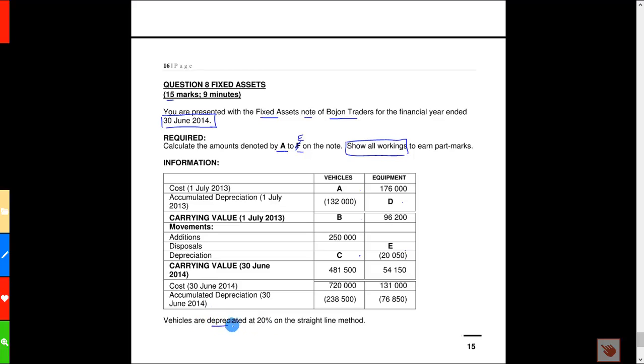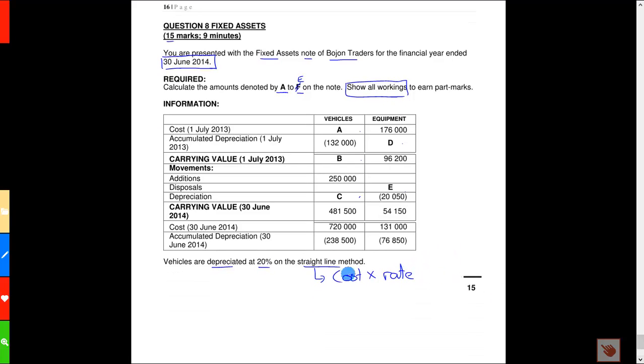Vehicles are depreciated at 20% on the straight line method. Again, straight line method means cost multiplied by the rate, or if they give you a useful life, it means cost divided by the useful life. Alternatively, you could have been given the reducing balance method, which would have been carrying amount times the rate, or carrying amount divided by the useful life. Okay, and that's that.